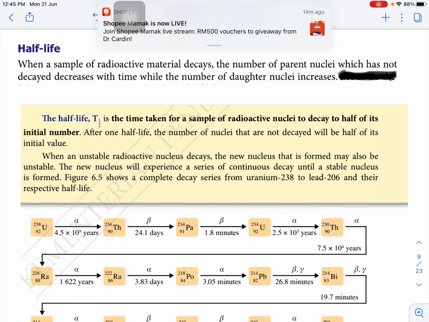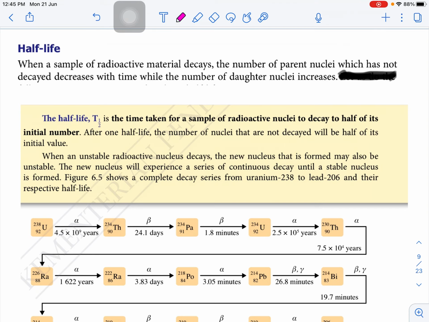For today, we will continue our lesson in the same topic 6.1, that is radioactive decay. Before this, we have learned that for a radioactive element, the nucleus is unstable. So what happens? It will emit radioactive emission to become a more stable nucleus. We have three types of radioactive emissions: alpha particle, beta particle, and also gamma ray.